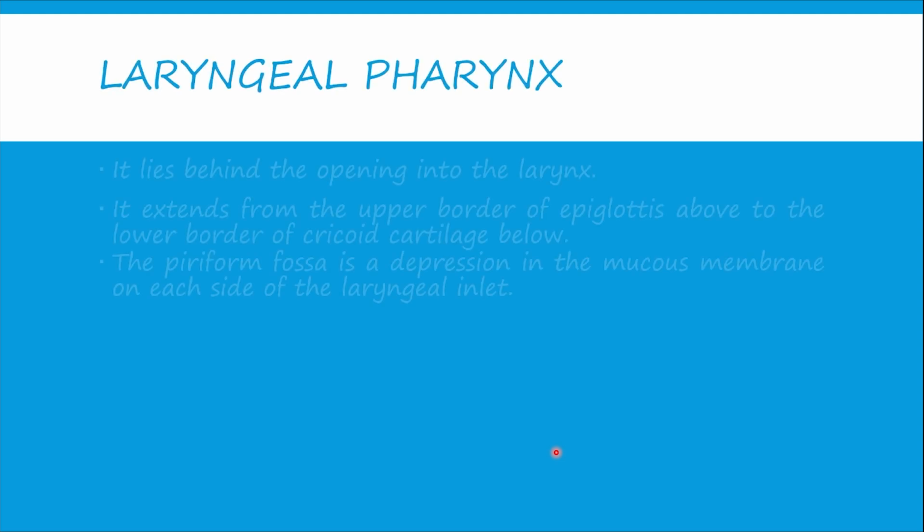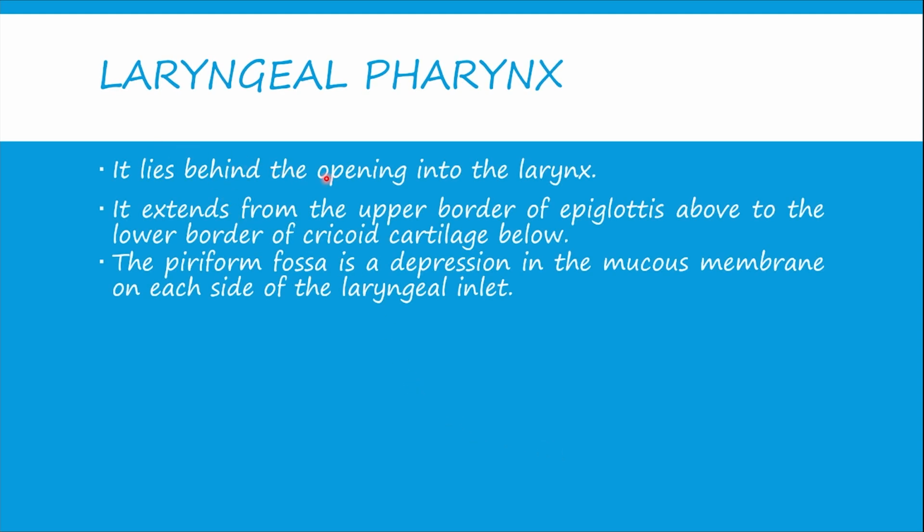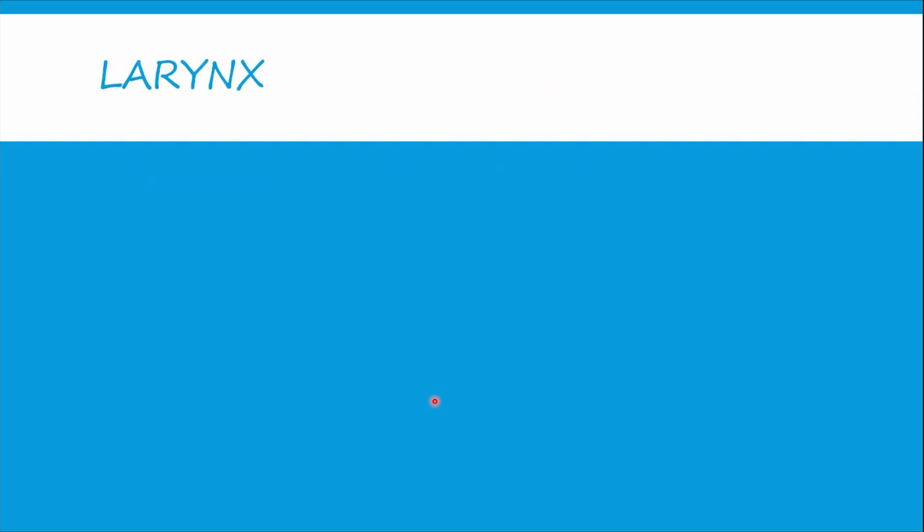For the laryngeal pharynx, it lies behind the opening into the larynx, extends from the upper border of the epiglottis above to the lower border of the cricoid cartilage. Below, the piriform fossa is a depression in the mucous membrane on each side of the laryngeal inlet.